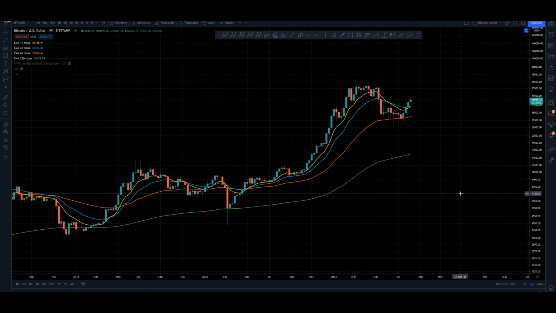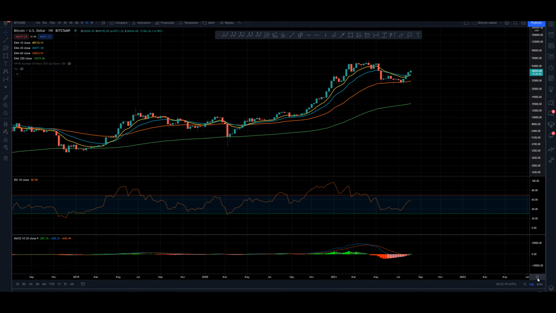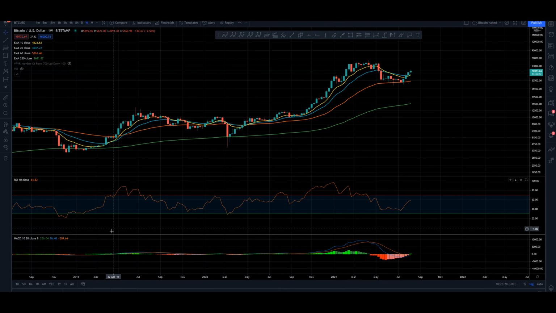Right, and let's bring up our momentum indicators. We have an RSI set to a 10 close, with the green 30 level representing oversold and the red 70 level representing overbought. We have a MACD with our 10 for the short term signal and a 20 for the long term average here in blue and orange respectively. What can we see here?